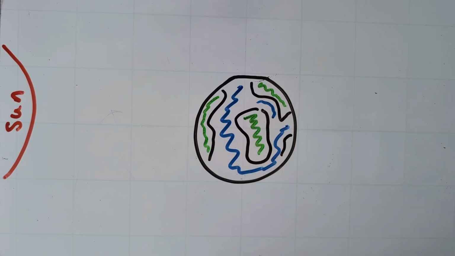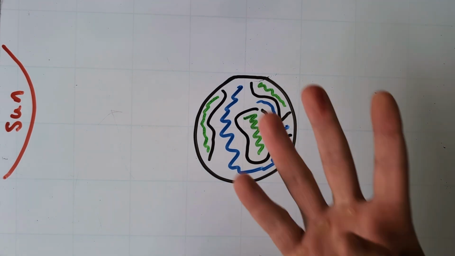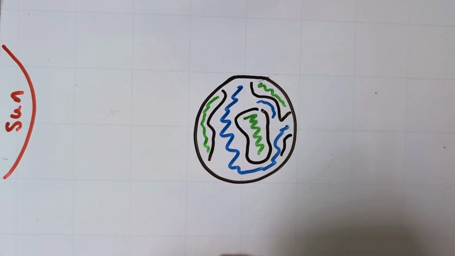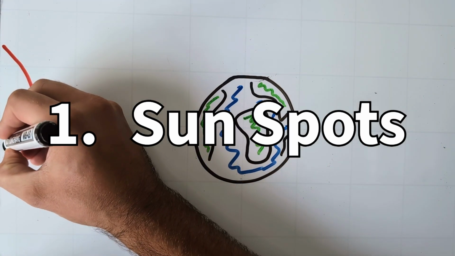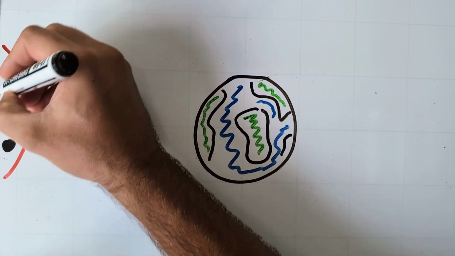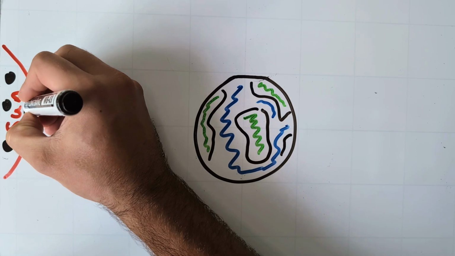All right, so let's talk about how Earth's climate naturally changes. And there are 4 ways that we're going to look at today. So the first one is sunspots. Now sunspots are pretty easy. Basically, a sunspot is an area of intense solar activity.